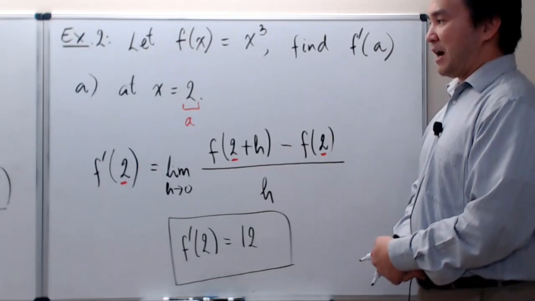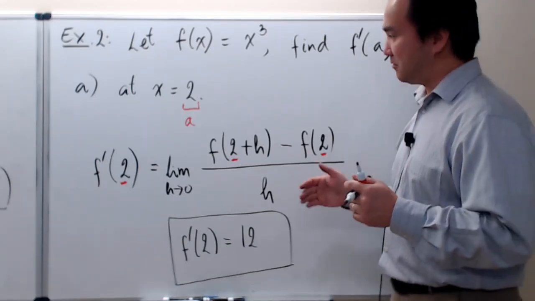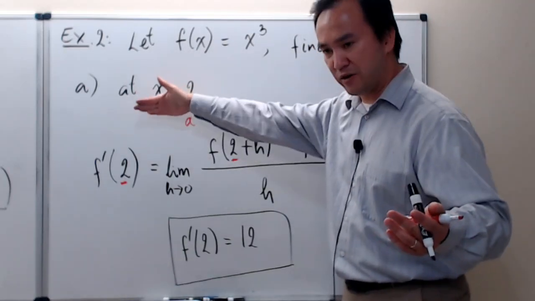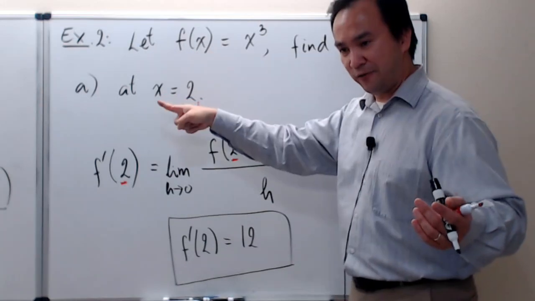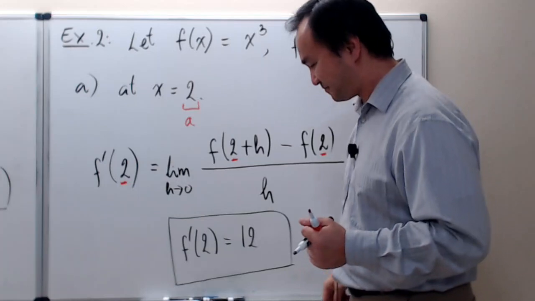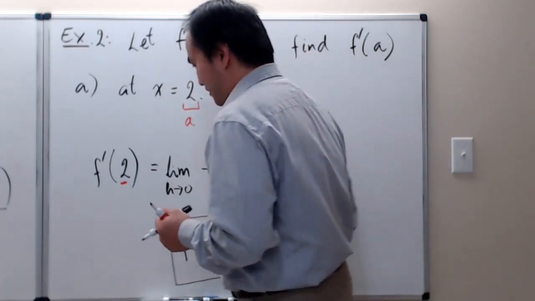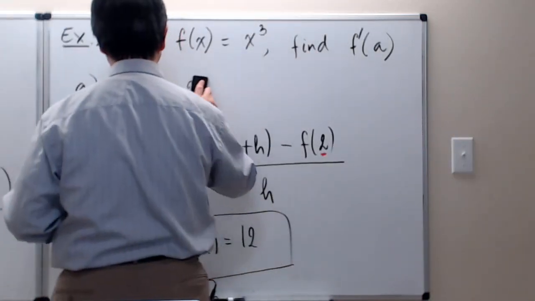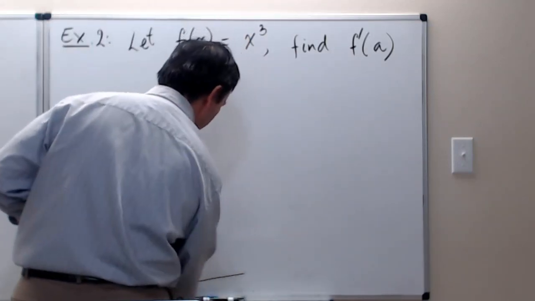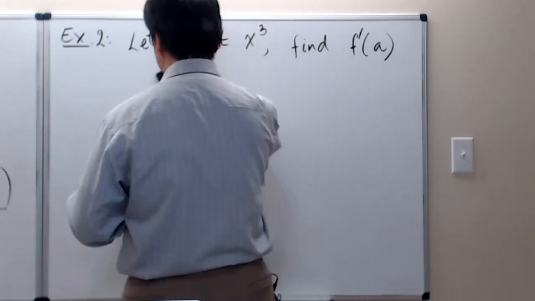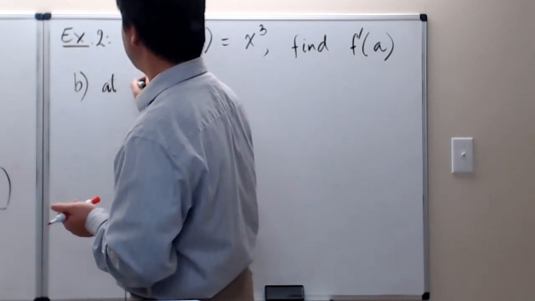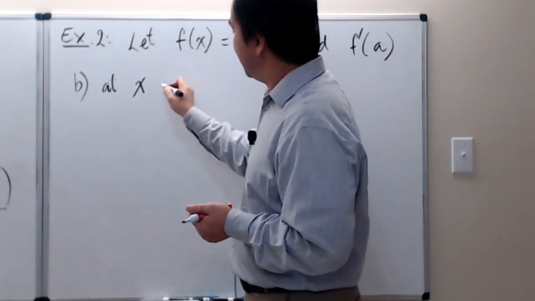Okay, so I did part A. Now for part B, I'm putting the same function, but my intention is for viewers to work on your own and find your own answer. I'm only going to write down the answer. I want to find f prime at a again, pretty much the same kind of problem, but now let's say at x equals 1.